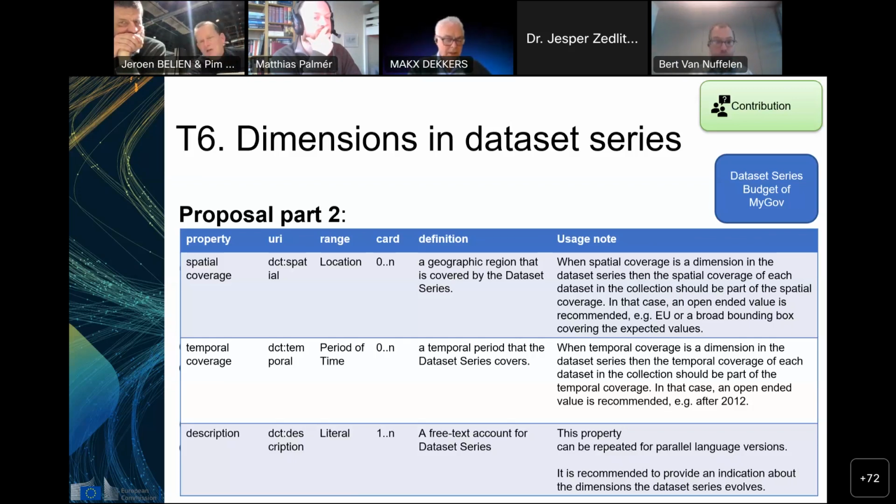Matthias has a question about the last sentence, about allowing an open-ended approach. What I mean with the open-ended approach is that in particular for temporal, it is maybe more difficult for location; there you could always add the globe or something like this. But in the temporal, you say from 2001, and you don't specify the end moment in the series.